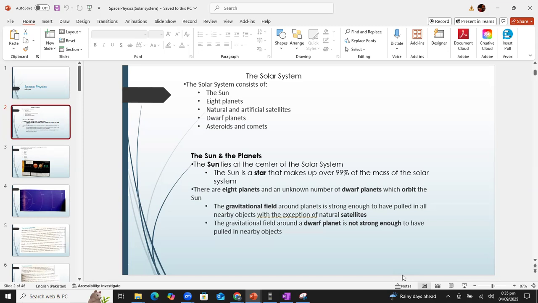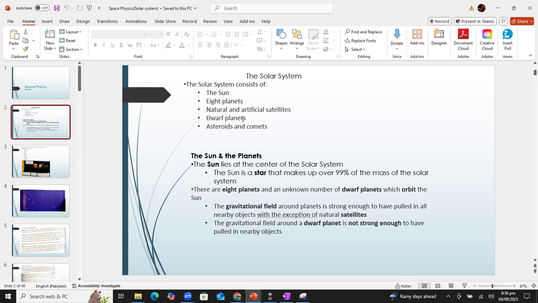And the solar system is the only habitable zone. Beta, we will study Earth in the last. We will study the chapter Earth in the last. The solar system is a great, interesting chapter, so I started this chapter first. Okay. So what are the components of our solar system? The sun, 8 planets, natural and artificial satellites, dwarf planets, asteroids, and comets.